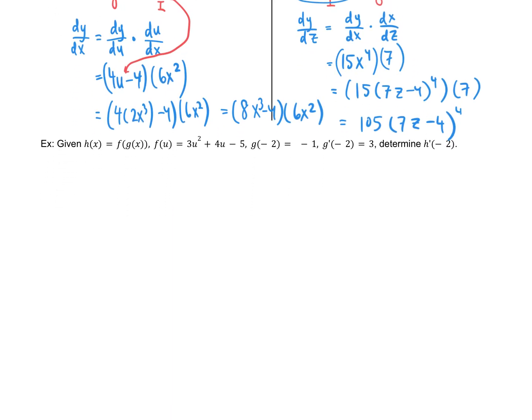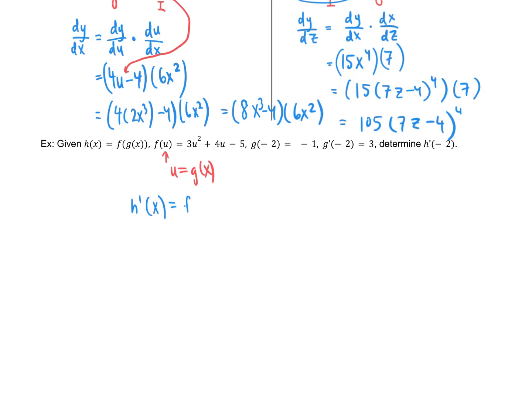And final one, given h of x is equal to f of g of x, f of u is the parabola, g of negative 2 is negative 1, g prime of negative 2 is 3. Let's find h prime of negative 2. So first of all, we don't actually know what g of x is. But something I can conclude, because it's f of g of x, I can conclude that u is g of x.